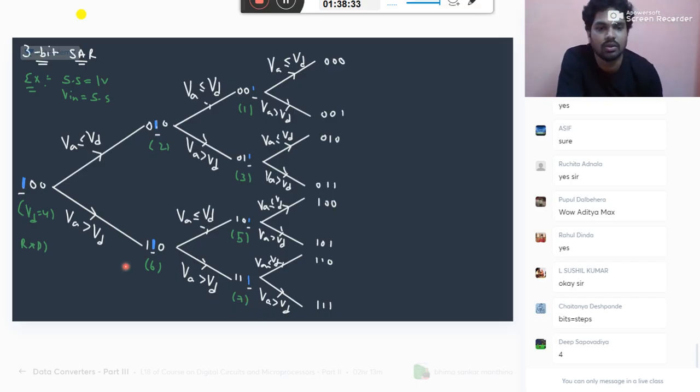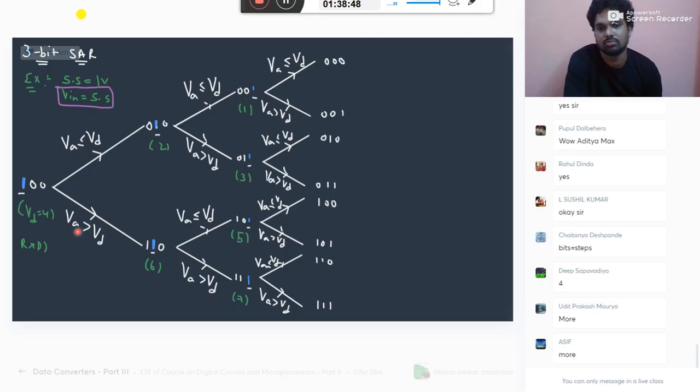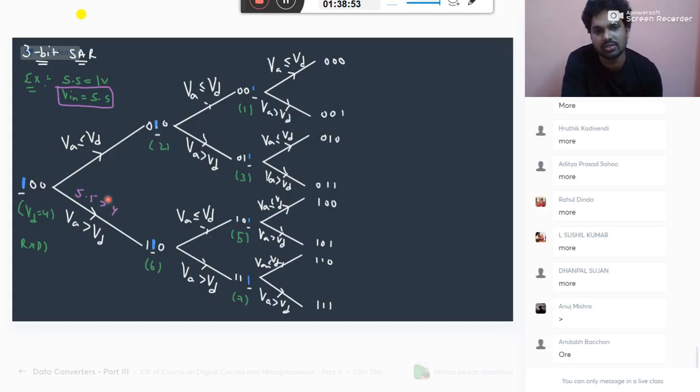Okay, no problem. Now, listen here. Your input is how much? 5.5. You tell me, is 5.5 less than 4 or more than 4? 5.5 will be more than 4. In the first step it will come to this. Now it will see what is the conversion value for this line, 6. But my 5.5 is less than 6.